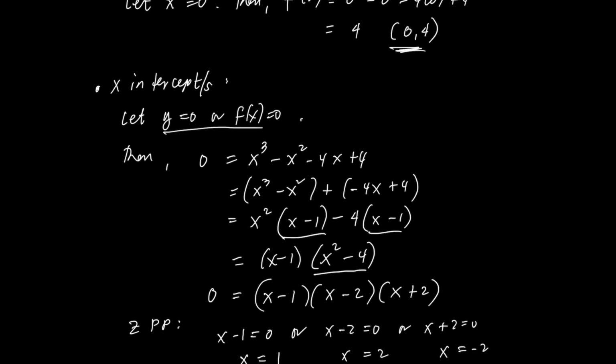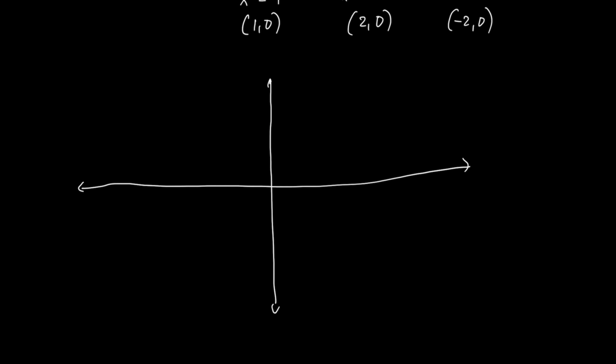First, this point here, which is the y-intercept, (0, 4). We have 1, 2, 3, 4. This is (0, 4). Then (1, 0) is a point here. Then (2, 0) is another point. Then we have (-2, 0). So meaning, the graph of this function passes through these 4 points.